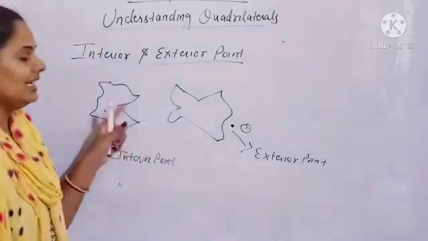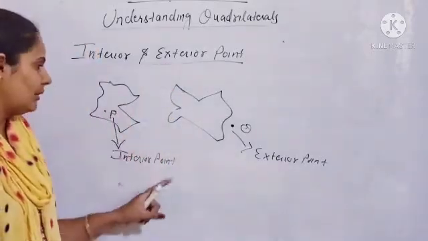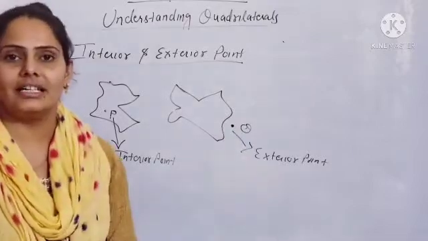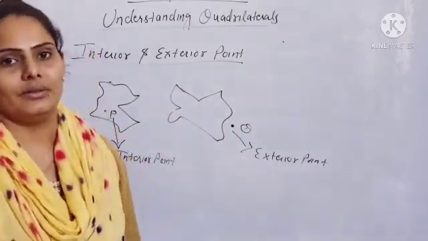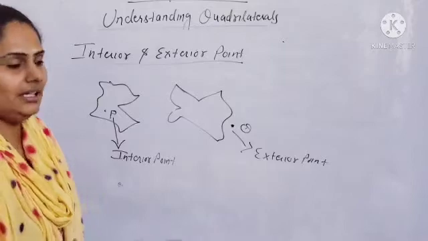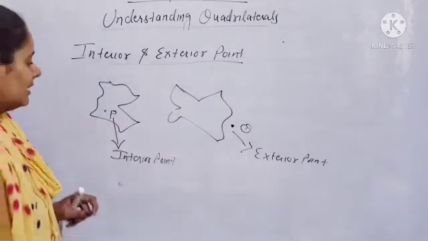The point which is given inside the diagram will be an interior point. The point which is given outside the diagram will be an exterior point. Clear? It will be an exterior point. Clear?